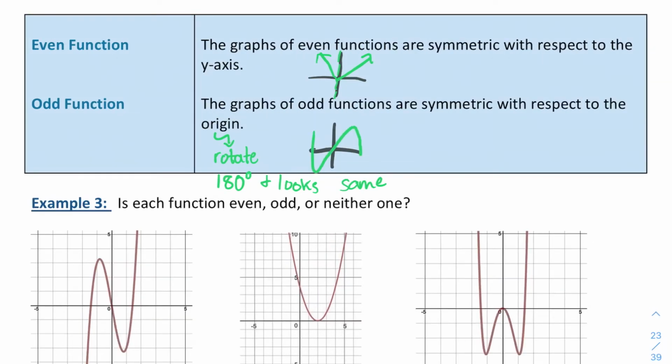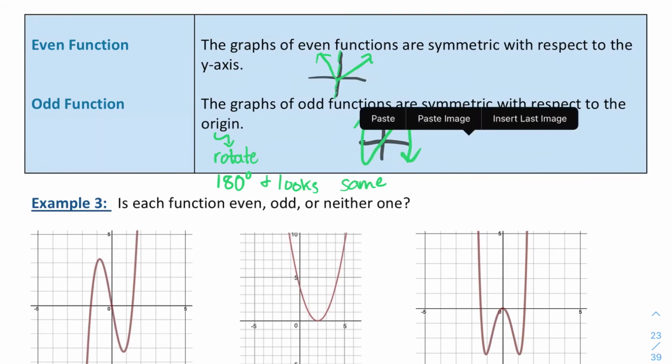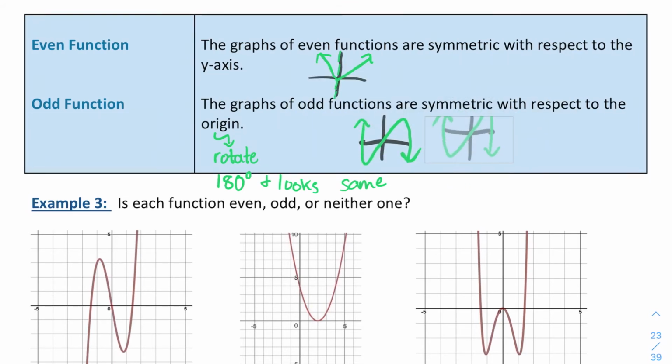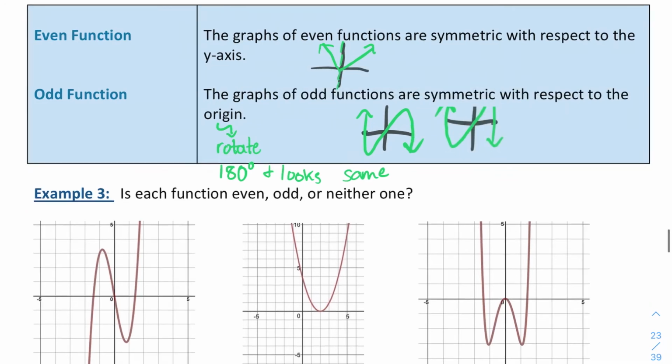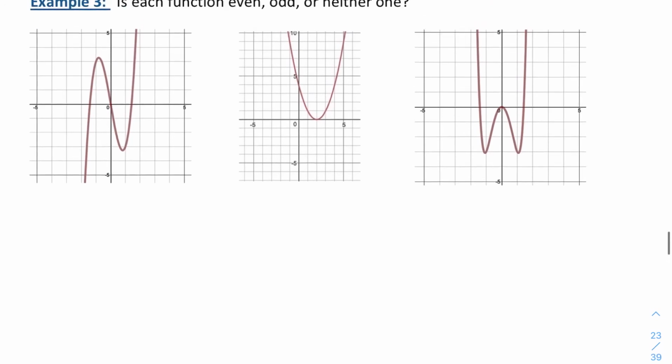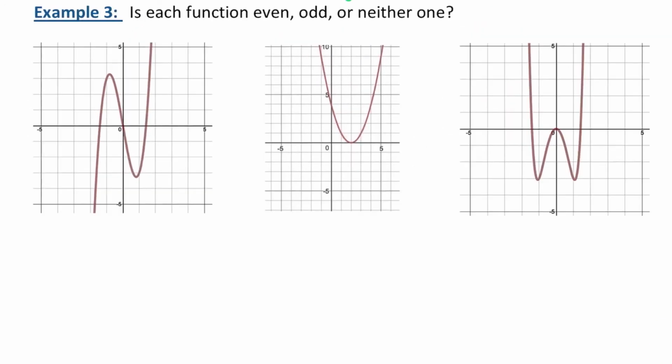So say that I've got that function right there. I'm going to do a quick little copy here, and then if I paste it and rotate it, my drawing wasn't perfect, but it looks the same as before. That means it's odd. So let's look at each one of these here and decide whether they are even, odd, or neither one. I actually encourage you to pause this for a second and see if you can classify them before I tell you what they are, because I think you can get it from the definition I just described.